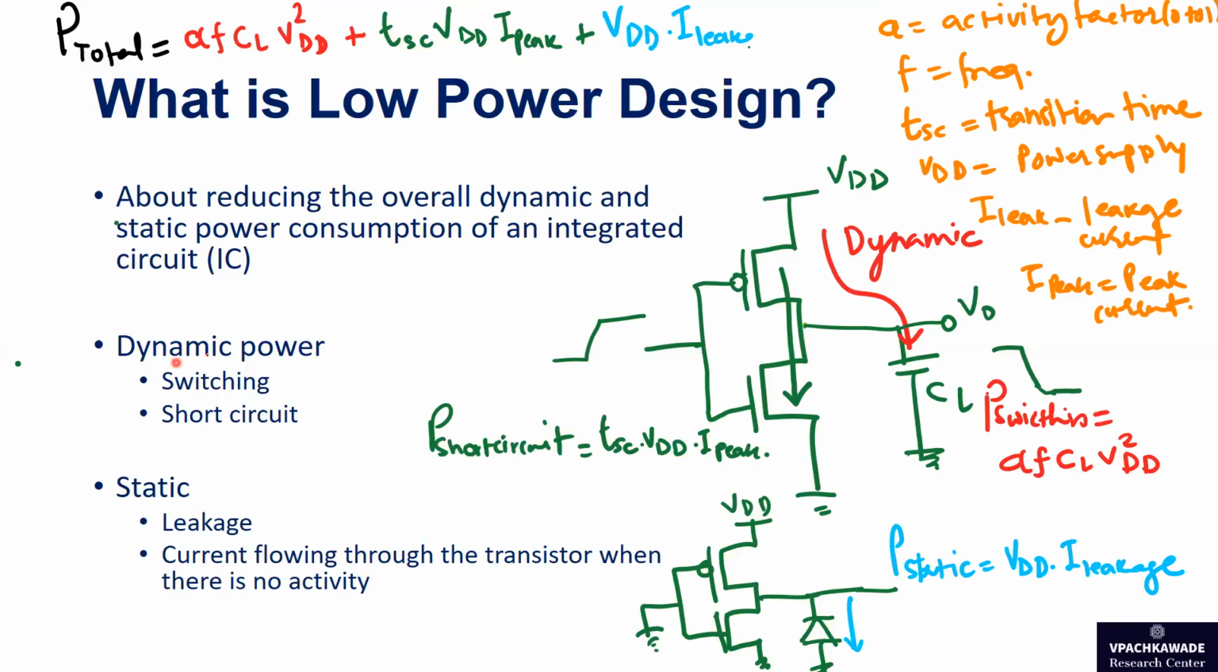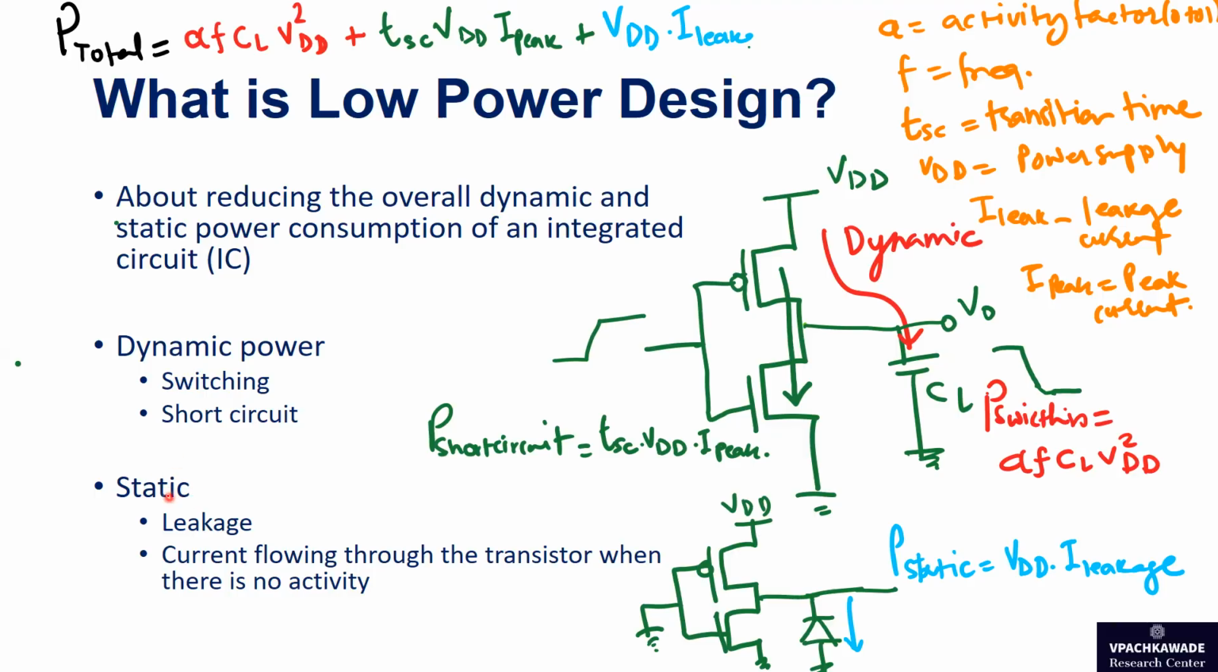Dynamic power is composed of two parts. One is switching. Whenever the digital circuit changes state from 0 to 1, you have a switching action. Whenever the switching happens, there is a power called dynamic power, and then another is the short circuit power.